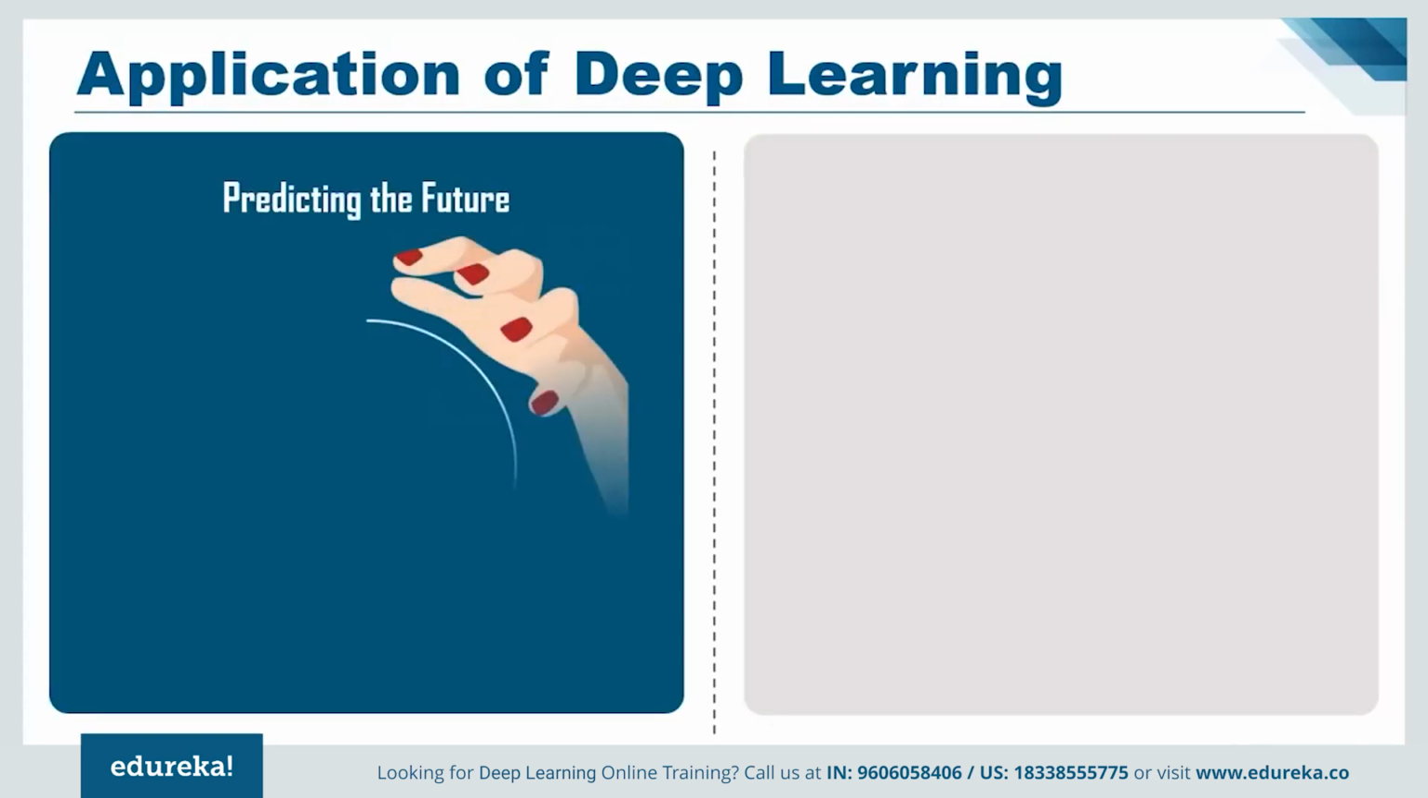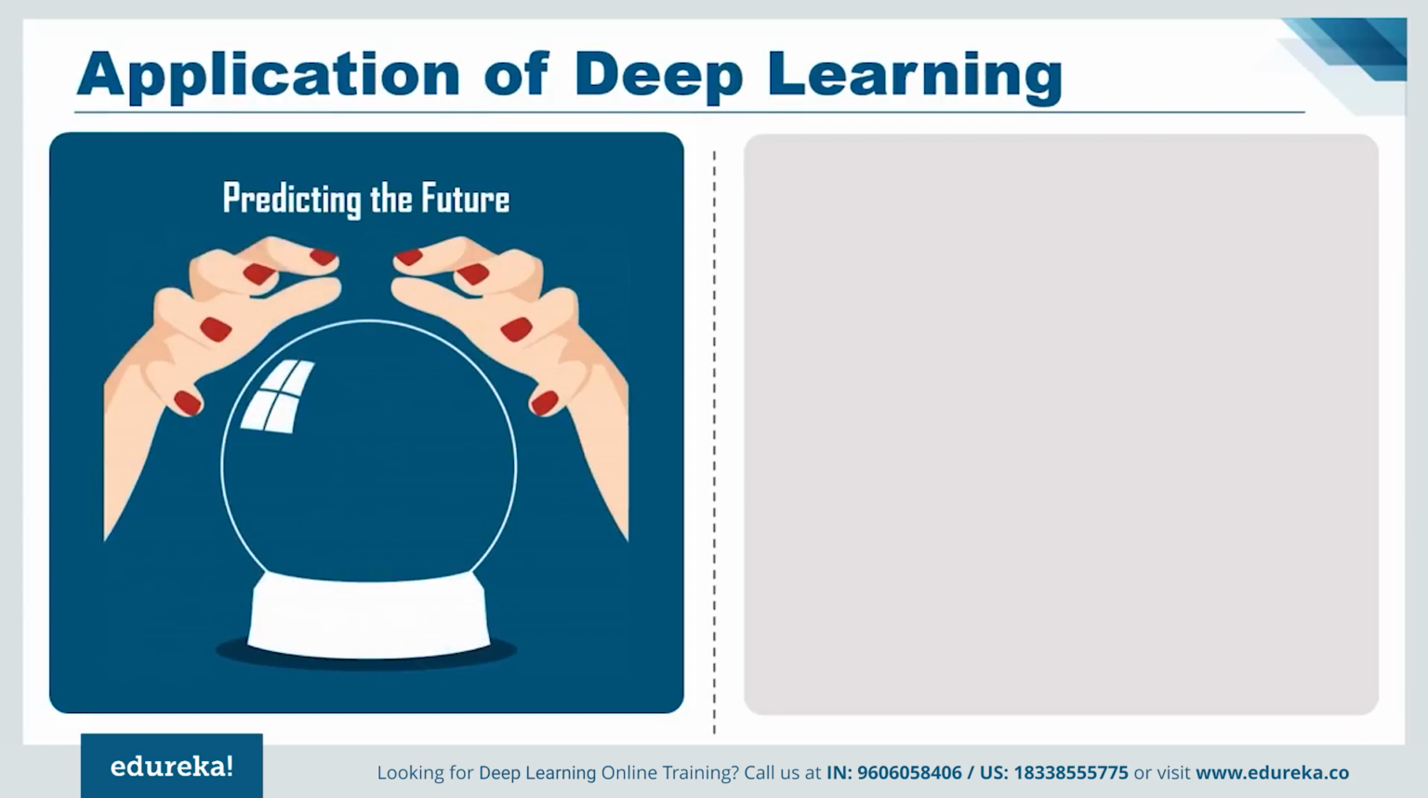Now, if we talk about predicting the future, deep learning can help us in predicting earthquakes and tsunamis beforehand so that preventive measures can be taken to save many lives from falling into the clutches of natural calamities. Another implementation of deep learning is the chatbots.